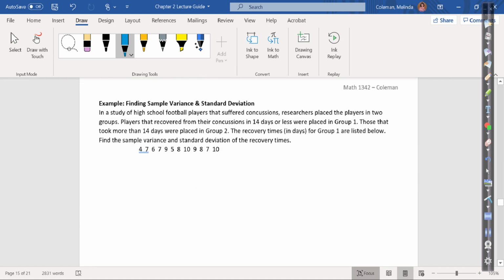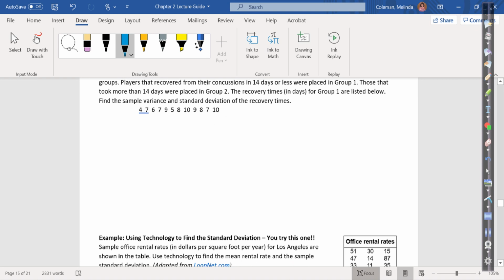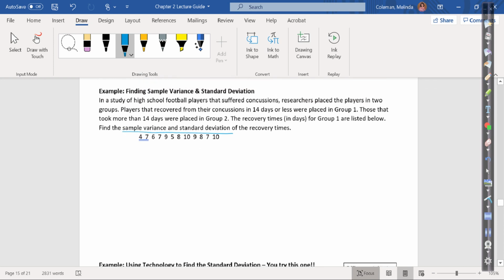All right. So this one says, in a study of high school football players that suffered concussions, researchers placed the players into 2 groups. Players that recovered from their concussions in 14 days or less were placed in group 1. The ones that took more than 14 days were in group 2. The recovery time in days for group 1 is listed below. Find the sample variance and standard deviation of the recovery times. So let's use our calculator this time and make this happen.